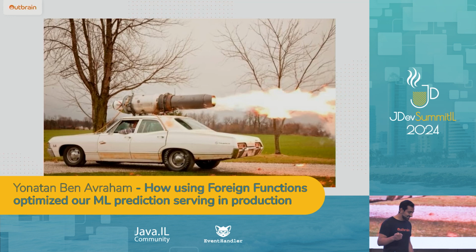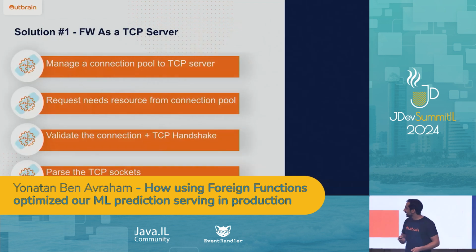And let's see why. What does it mean to have all this TCP communication? It means that our Java service, Citrus, needs to manage a connection pool to the TCP server. Each request needs a resource, we have to validate that the connection is still active. If it's not active, do the TCP handshake all over again. And after we are done, parse all the TCP sockets. So this solution had many obvious disadvantages.